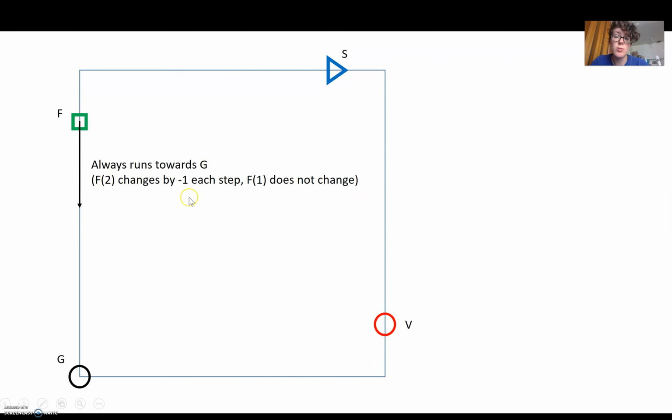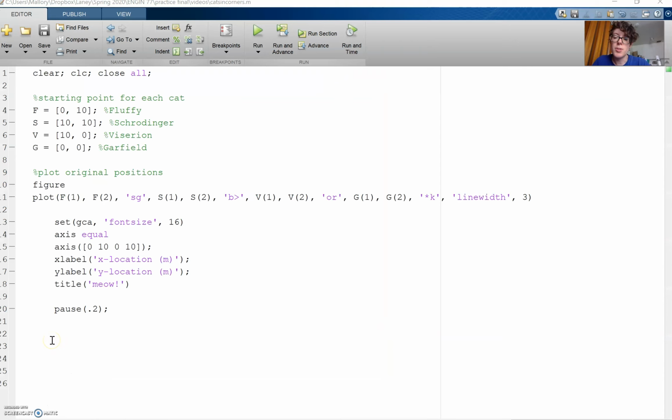So F of 2, the Y location of F, should change by -1 each time step. And the X location does not change because Garfield is always staying there, so F is always going to run towards G until we get to G, in which case we will stop. So let's program that. So to step through our time, we're going to have a for loop. So let's have for I equals 1 to 15.